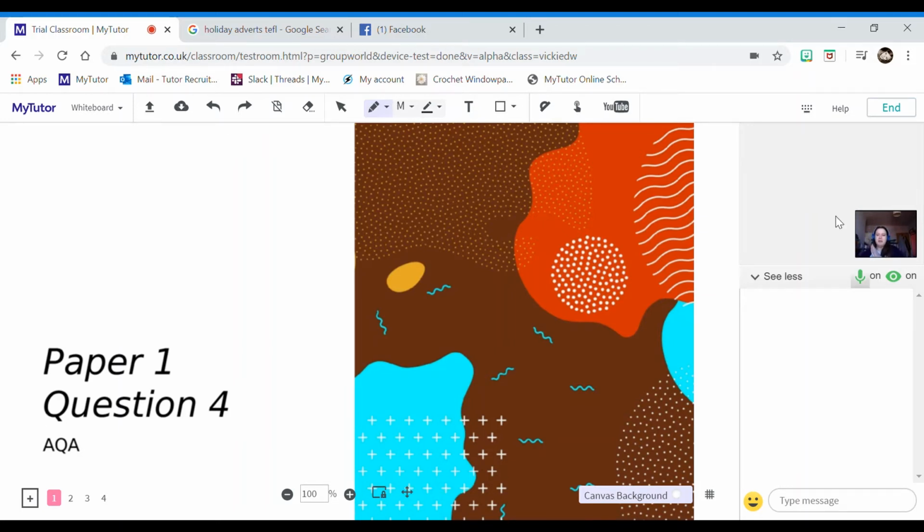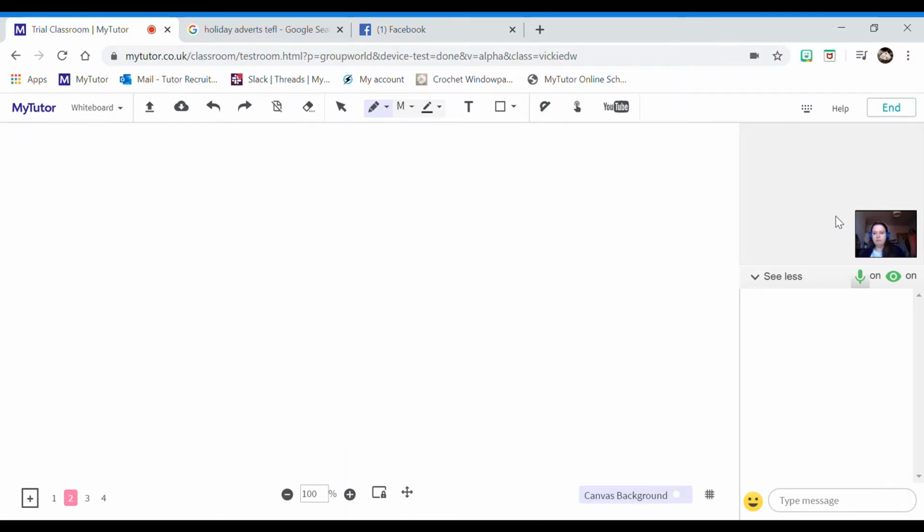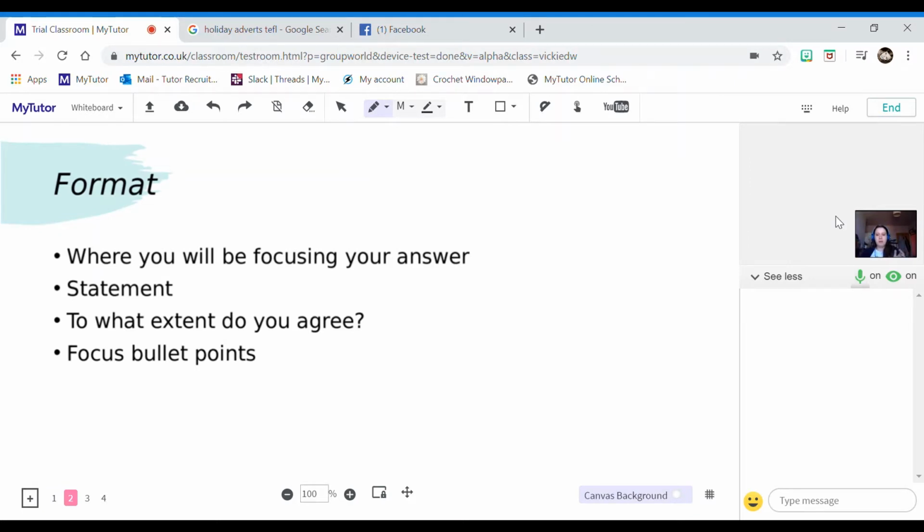Hello, so I'm going to briefly talk you over what to expect with a Paper 1 question for AQA. So in terms of the format, you will be told where you will be focusing your answer. So question 2, we had sort of around a paragraph, maybe 2 paragraphs. Question 3, we're looking at the whole source. Question 4, we're usually looking at the second half of the source. So you will be told which line until the end you will be focusing your answer on.